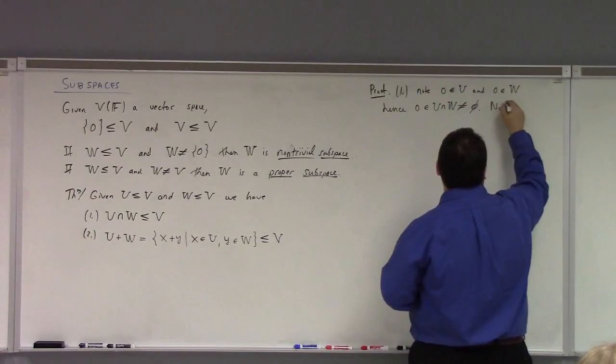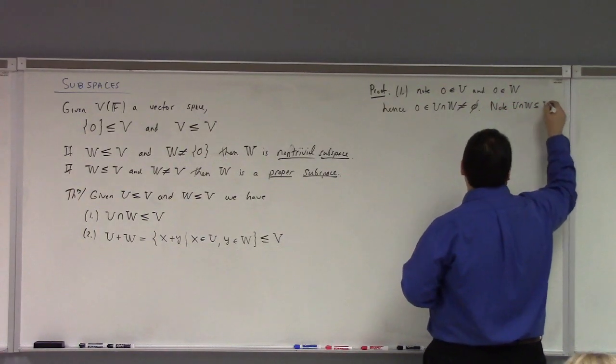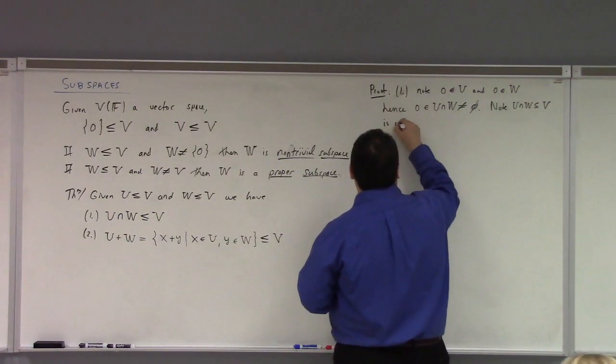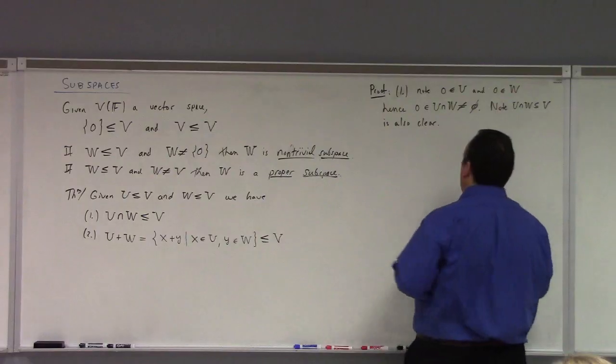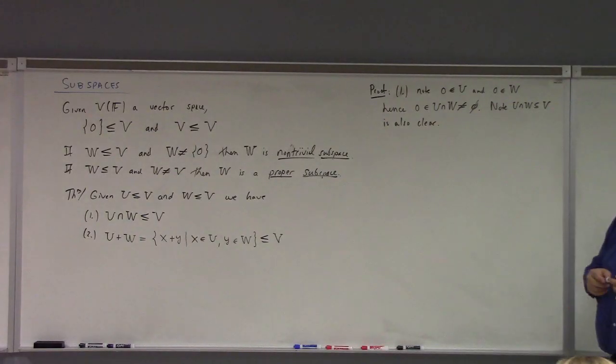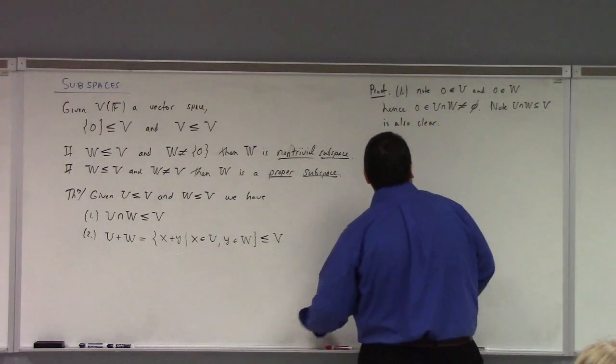Note, U intersect W, a subset of V, is clear. That's so clear that if you didn't write this sentence, I wouldn't take points off. All right, I myself forget that half the time. So it's bad form for me to take points off for something I always forget, right?